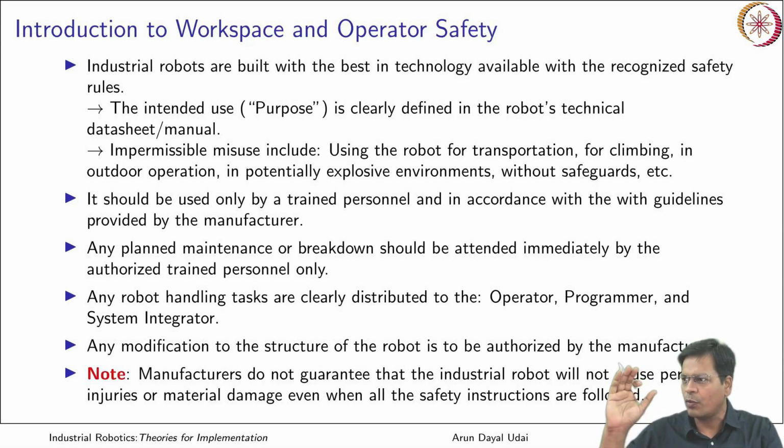Even after following all the above guidelines, please note, manufacturers do not guarantee that an industrial robot will not cause any personal injuries or any material damage, even when all the safety instructions are followed. Okay, they cannot guarantee, because it is very much user specific. So they never guarantee that. That is the reason why safety comes in. You have to follow all the given guidelines by the manufacturer and the internationally recognized guidelines which are there. So we'll discuss that now.